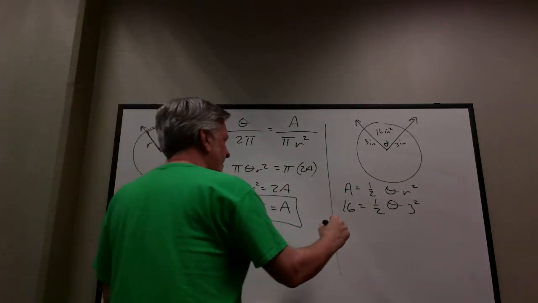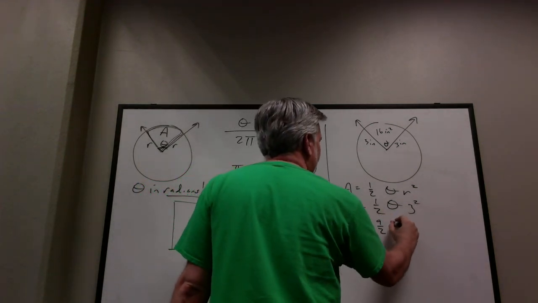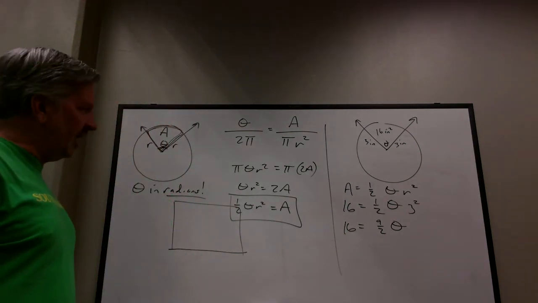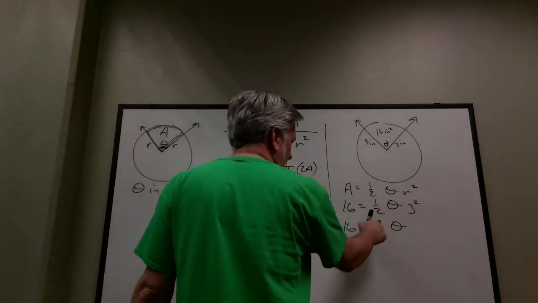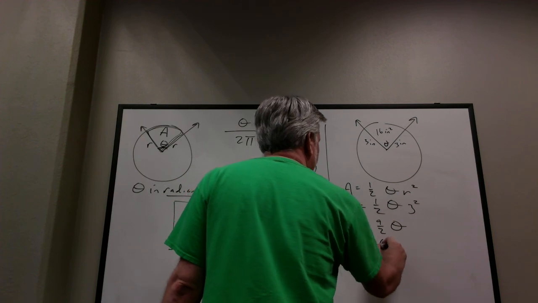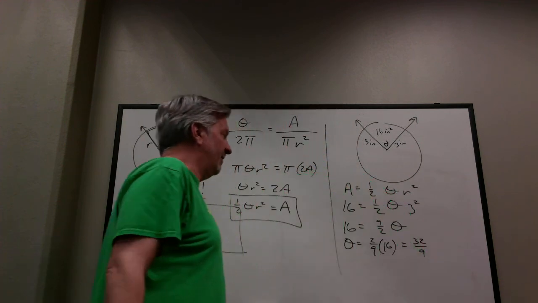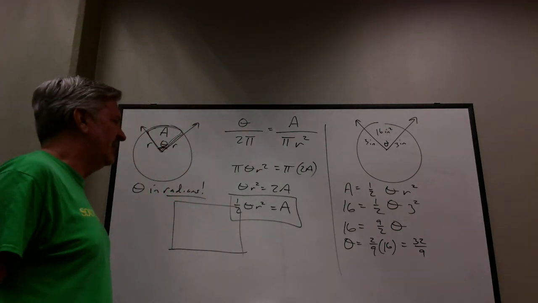All right, let's do some simplifying. So 16 equals 9 over 2, that's 9/2 theta. And you could divide both sides by 9/2. That's the same as multiplying by 2/9. So if I multiply by 2/9, I'll get a 1 here. So theta is 2/9 of 16, which is 32/9. I'm just going to leave it as a fraction. There's no pi or anything, so I'll just leave it as a fraction.